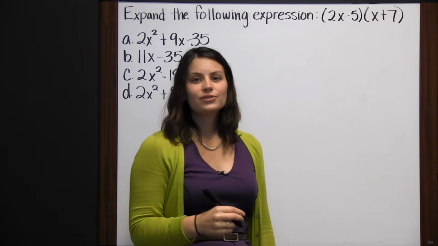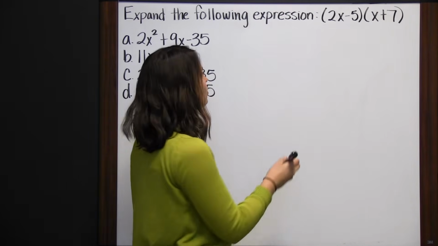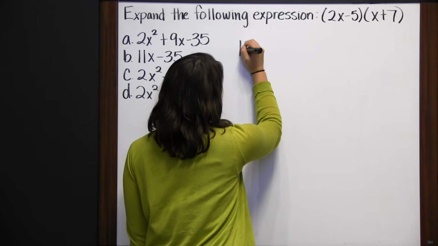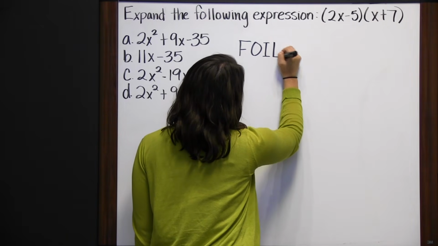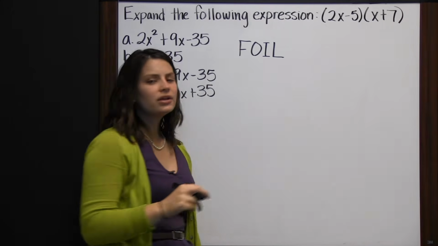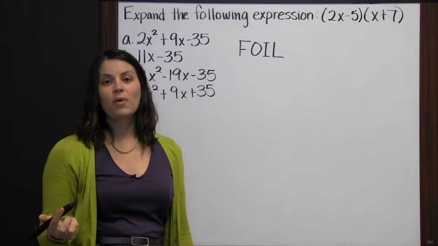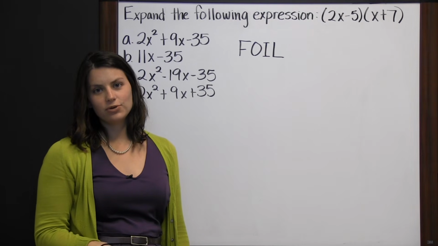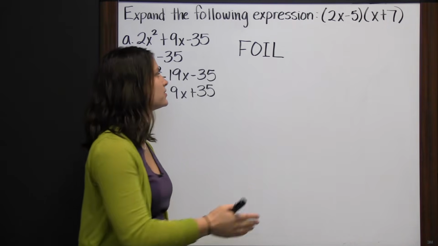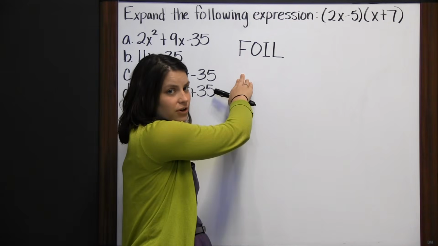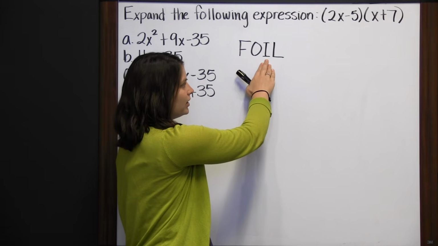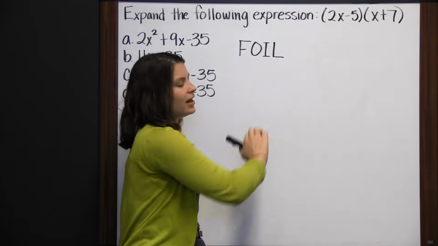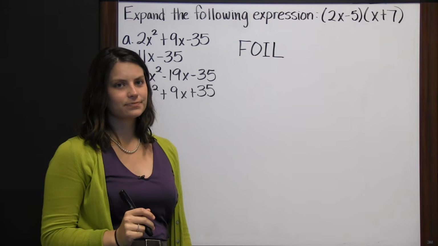So I'm going to use FOIL to help us multiply these binomials. And FOIL is just kind of an easier way to remember what to do when you're multiplying these binomials. The F stands for first, O, outer, I, inner, and L, last.